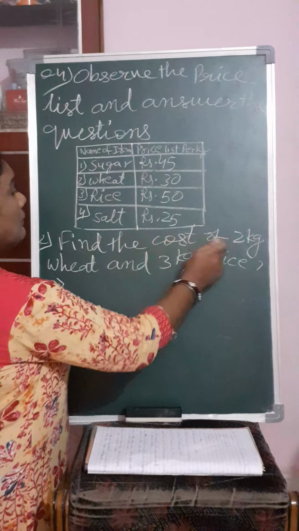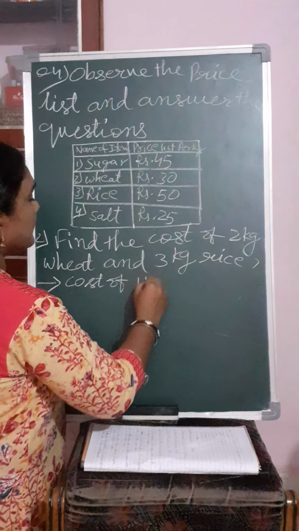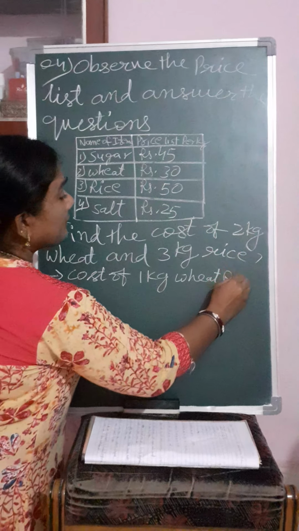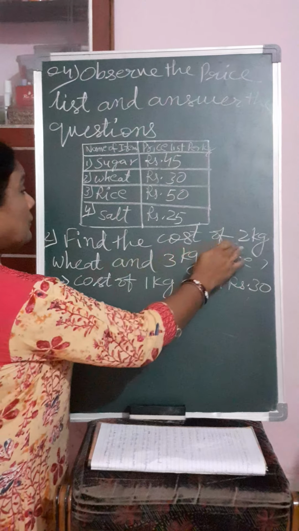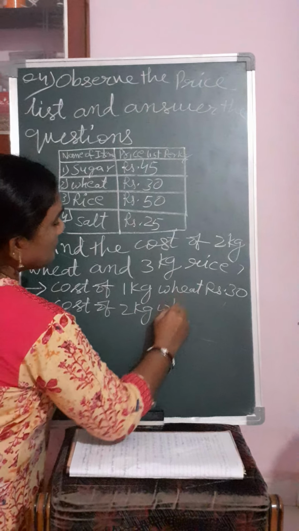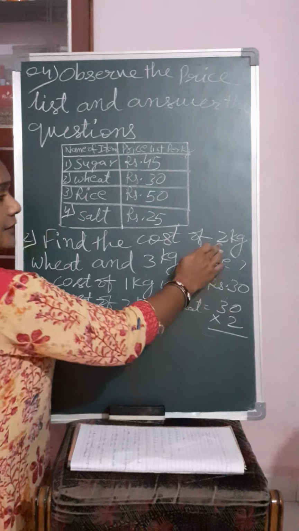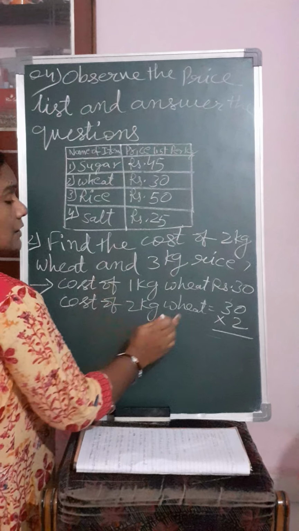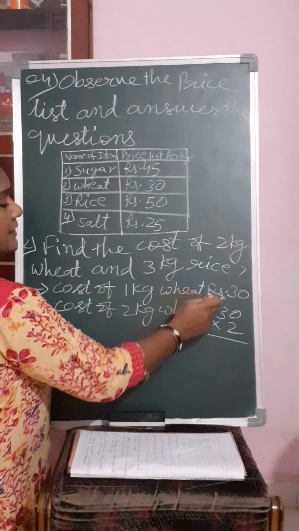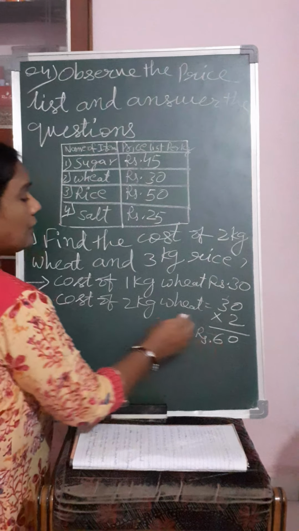Okay. So cost of 1 kg wheat. 1 kg wheat cost here is rupees 30. Then cost of 2 kg wheat equals 30 multiplied by 2. Okay, because we are going to find out the 2 kg wheat cost. So we will multiply the price of wheat per kg by 2. 2 zeros are 0, 2 3s are 6. So this is the cost of 2 kg wheat.